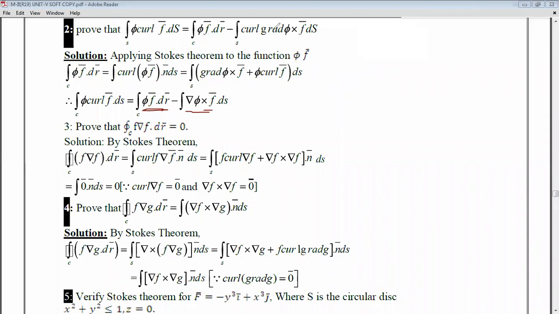Okay. Next, prove that the integral of f del f dot dr bar is equal to 0. So here they gave the curve. Obviously we have to choose f bar as, in place of f bar, this total one, right? So that's why this total one, f bar dot dr bar, is equal to the curl of f bar, so curl f bar is nothing but this total one dot n bar ds.